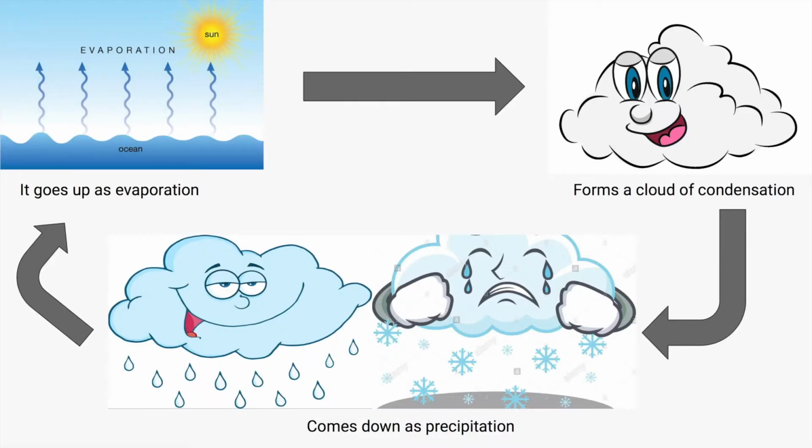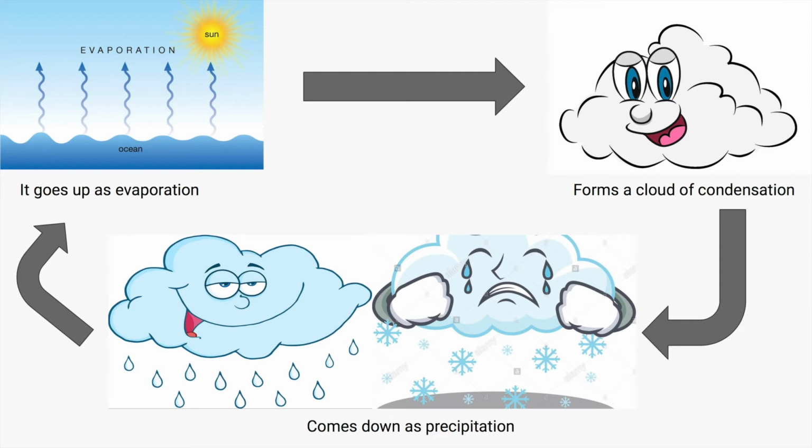Let's think more about the individual parts of that song. So, let's think about our parts of the water cycle. First, it goes up as evaporation. Whenever water is already on the ground, like from our lakes and streams and puddles, and it starts to evaporate, it'll go up in the air.